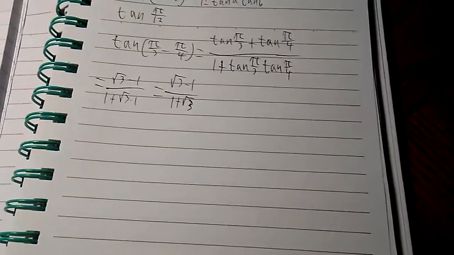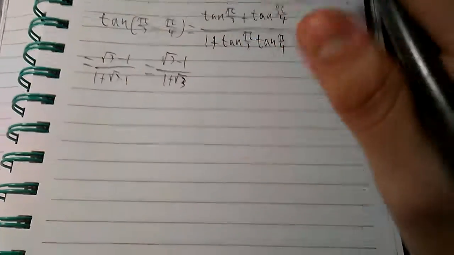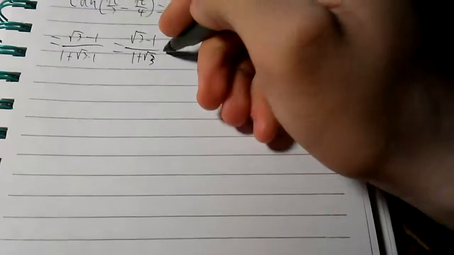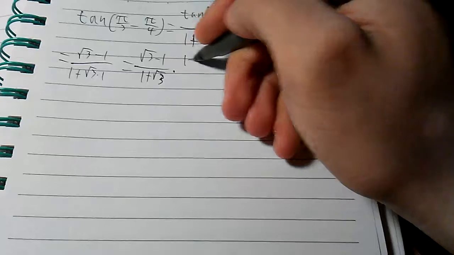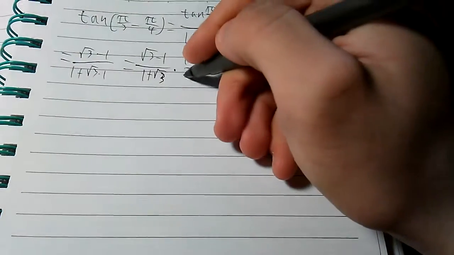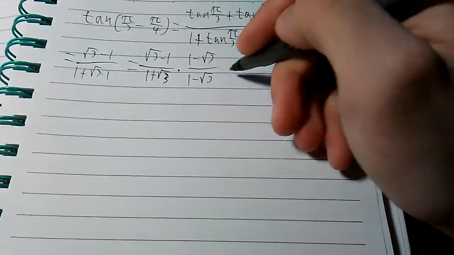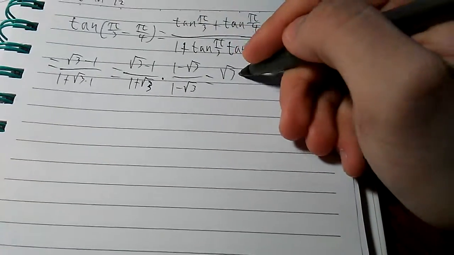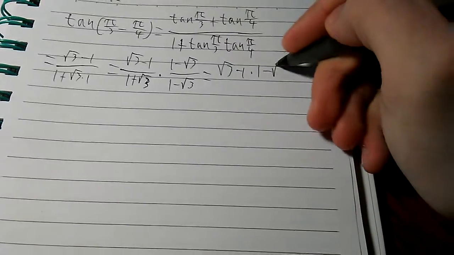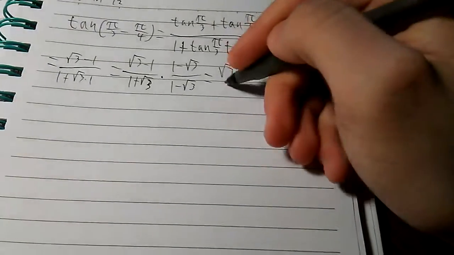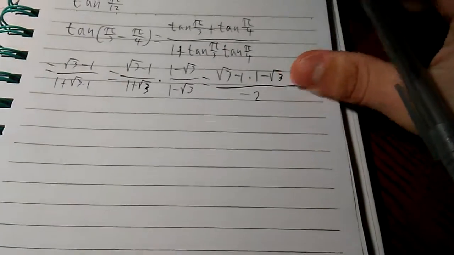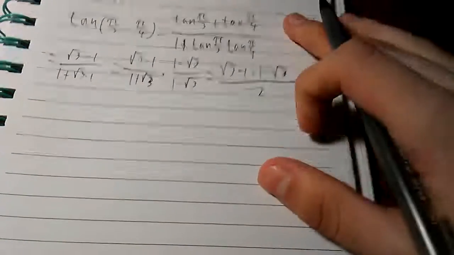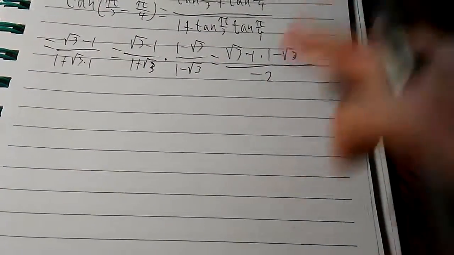And now we have to finagle it a little bit, because we don't exactly like this. So what we're going to do is multiply this whole thing by the reciprocal of our denominator. We're going to multiply it all by 1 minus the square root of 3 over 1 minus the square root of 3. And that gives you square root of 3 minus 1 times 1 minus the square root of 3 over negative 2. That's after all of the foiling and combining like numbers, because that's a lot to write out, and you can do that.